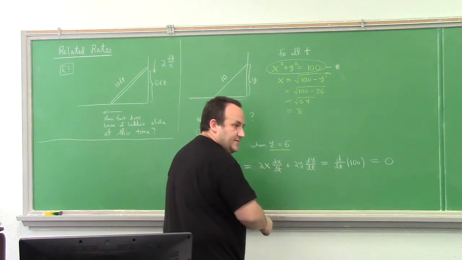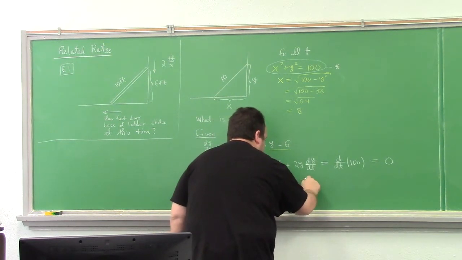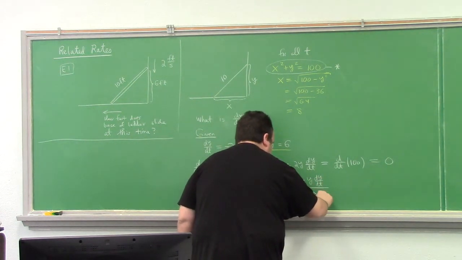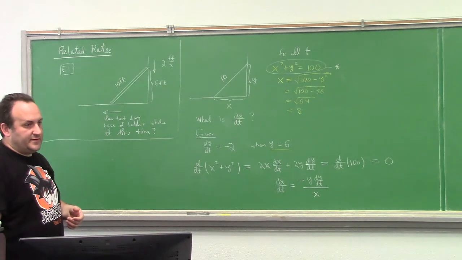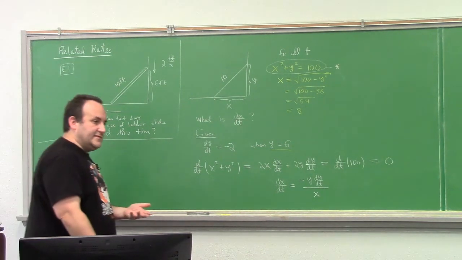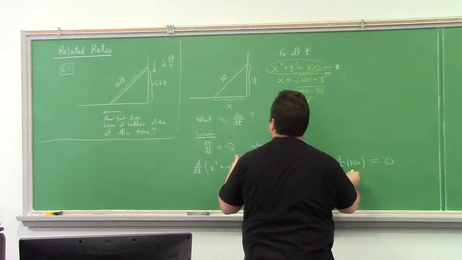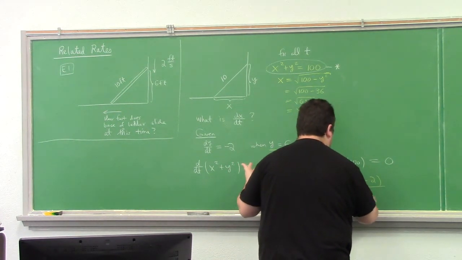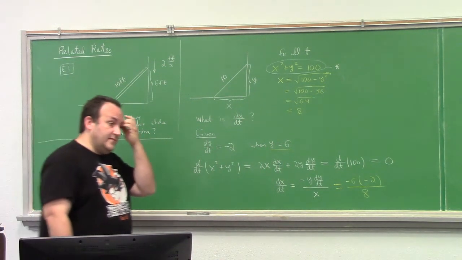So you can divide by 2, and this equation gives us dx dt is equal to minus y dy dt divided by x. Notice that we know y, we know dy dt, and we know x. We've already calculated all of those, so we can put those in and figure out what dx dt is. Minus y, y was 6, so I've got minus 6 times minus 2 divided by x, which was 8. So we get 12 over 8, which is 1.5.